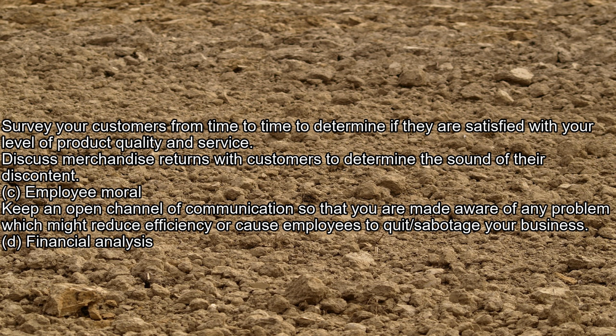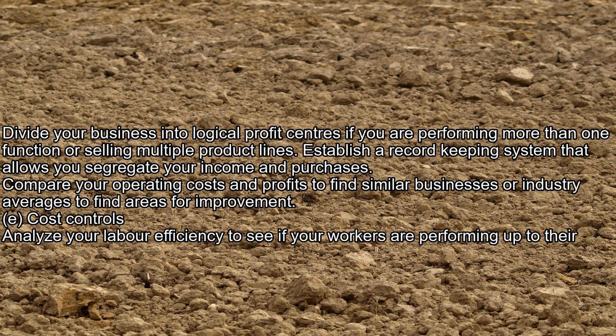Employee morale. Keep an open channel of communication so that you are made aware of any problem which might reduce efficiency or cause employees to quit or sabotage your business. The financial analysis. Divide your business into logical profit centers if you are performing more than one function or selling multiple product lines. Establish a record-keeping system that allows you to segregate your income and purchases. Compare your operating costs and profits to those of similar businesses or industry averages to find areas for improvement.